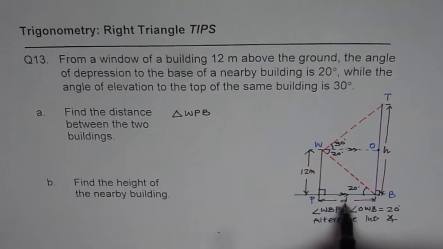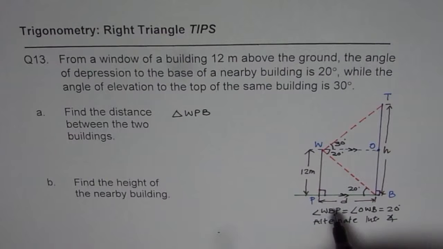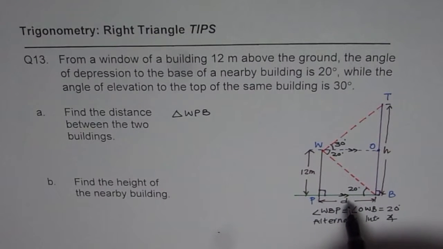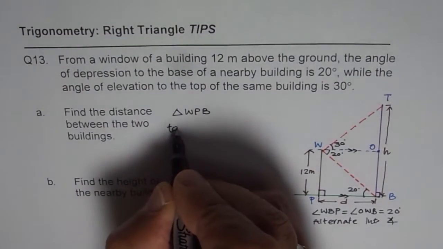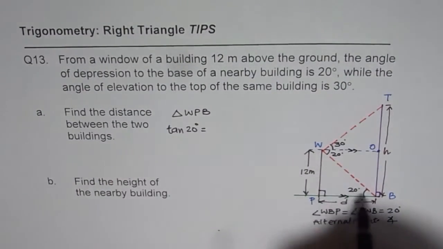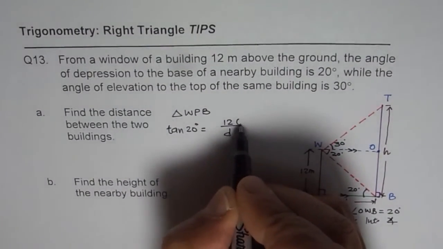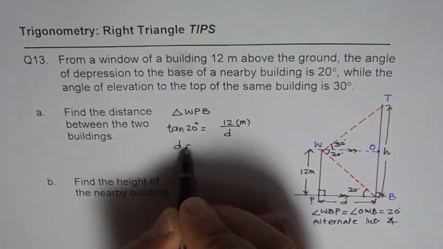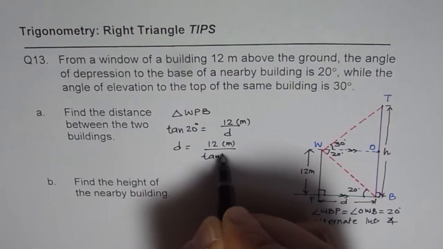Now we need to find the distance between the two buildings. We know the height of one of the buildings. Distance and height, when you hear that, it is tan, okay? So that is kind of a tip for you. Now other thing is, you know SOHCAHTOA. Opposite side and adjacent side means tan, correct? So you can use tan of 20. So tan of 20 degrees equals opposite side 12 divided by adjacent side, which is D. Units will be meters. So D, the distance between them, could be 12 meters divided by tan of 20 degrees.